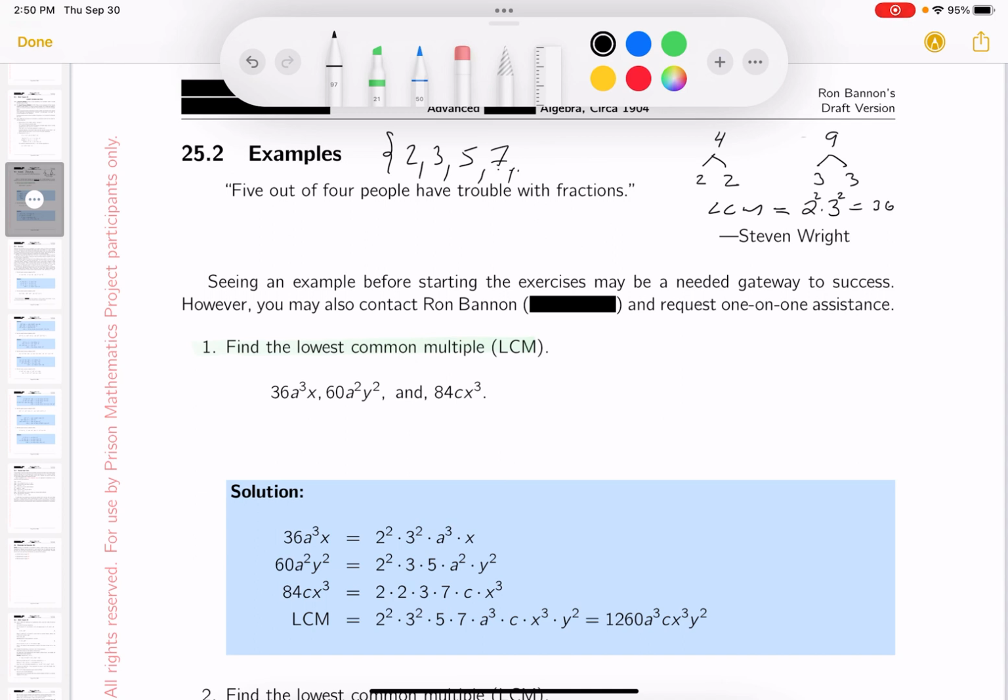I really think the best way to find the LCM is just simply to look at it and say what the LCM is. So let me look at these 3 separate terms.